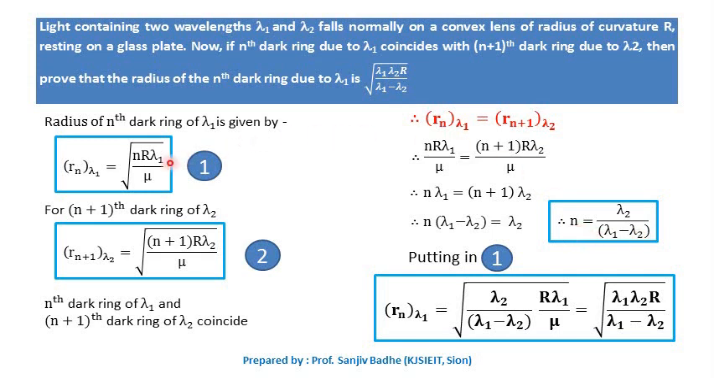This value of n we can substitute in equation number 1, and we can write the relation for the radius of the nth dark ring due to lambda 1 as square root of lambda 2 upon lambda 1 minus lambda 2 into r lambda 1 upon mu. So what we have done is simply substituted n equal to lambda 2 upon lambda 1 minus lambda 2. So we have proved that the radius of the nth dark ring due to lambda 1 is given by square root of lambda 1 lambda 2 r upon lambda 1 minus lambda 2. So this is proved.